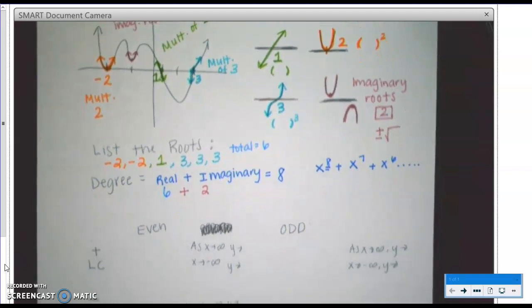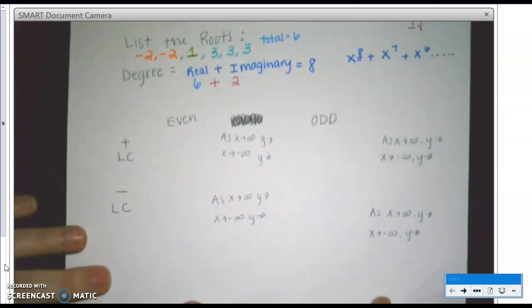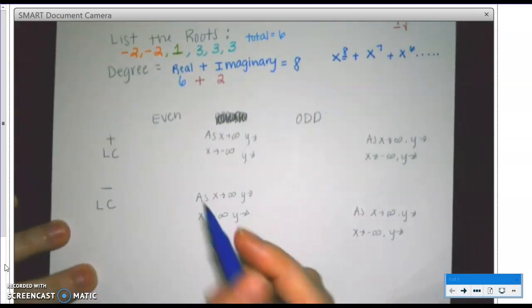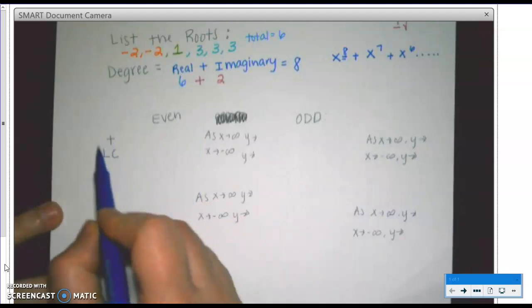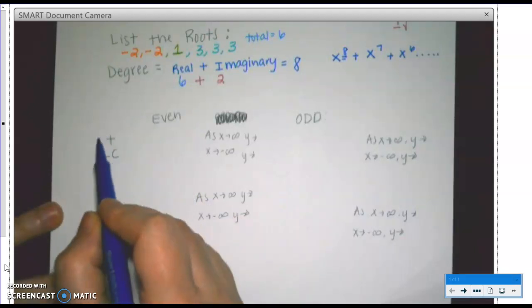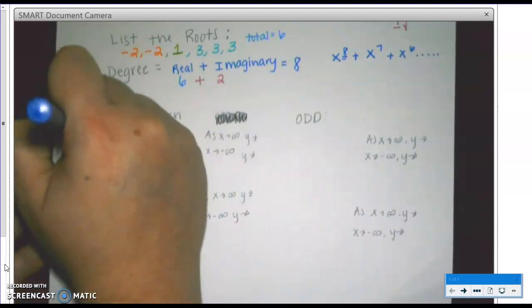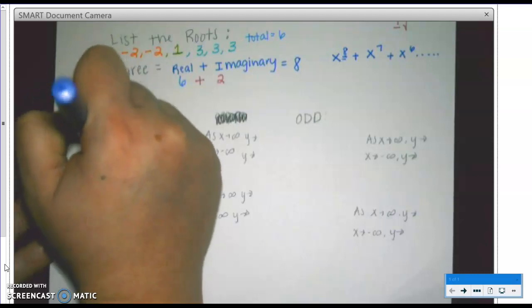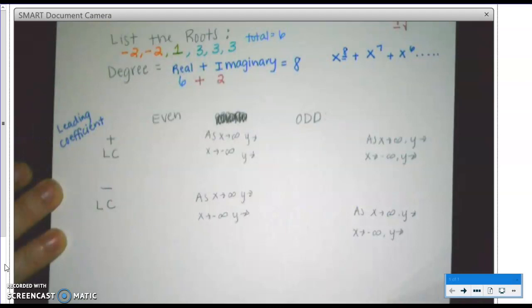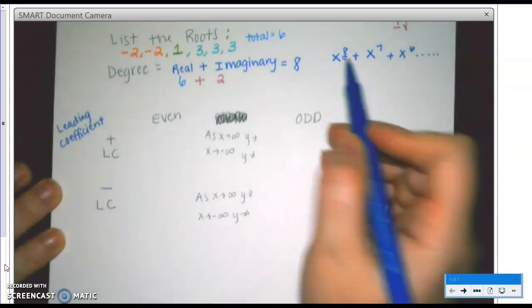All right, based on the degree, there are certain characteristics that all graphs have. So all even degree polynomials, just like the example from above. If the number in front of the highest x, the LC, that stands for leading coefficient. So that's the number in front of whatever term has the highest exponent.